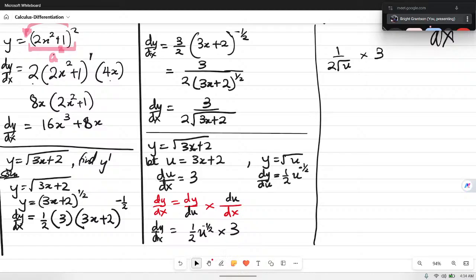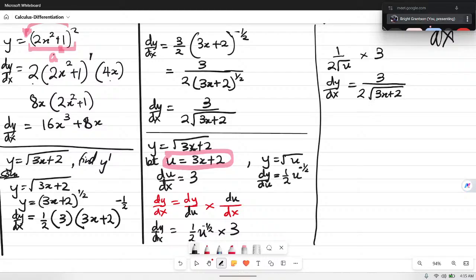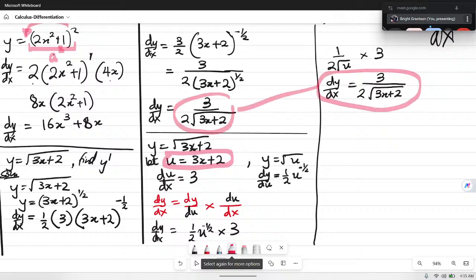And we know that u is what? This is u. So we just come and substitute. dy dx becomes 1, or let's say 3 multiplied by 1, giving you 3. So that becomes 3 over 2 root u. u is 3x plus 2. And it boils down to the same answer. And this is just the alternative approach. You get it?